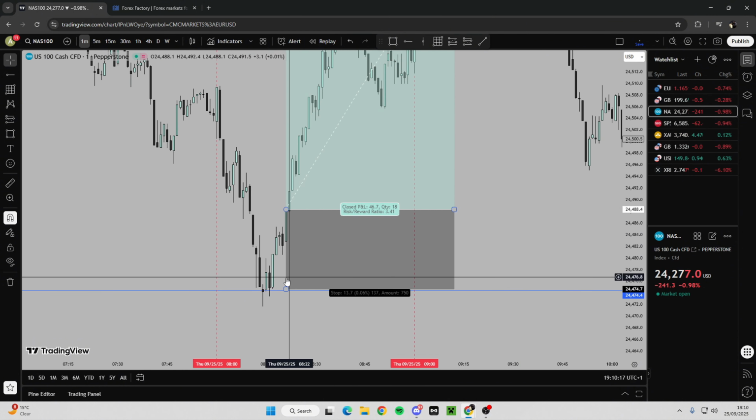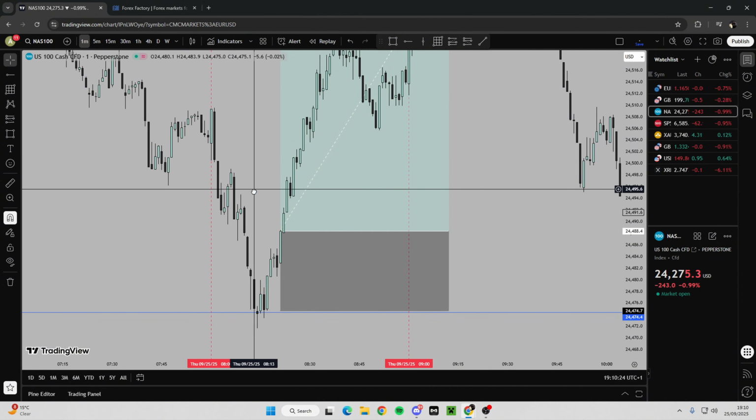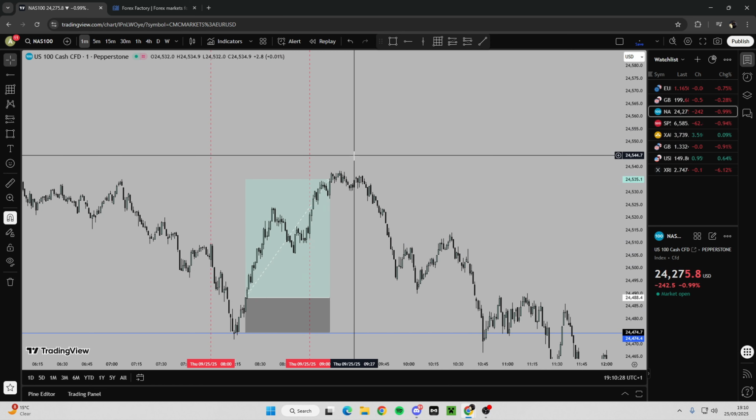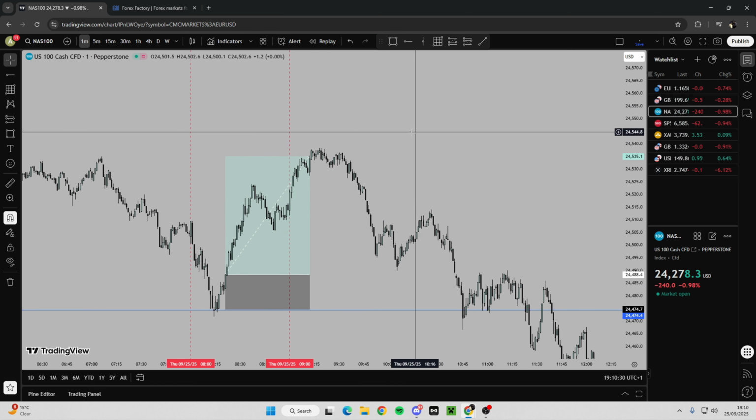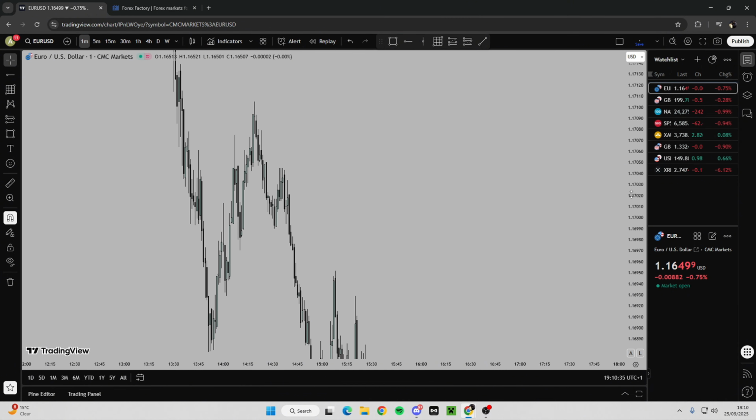So we broke structure to the upside. We created this fair value gap. We came down, touched it, got buying power out of it. We put our stop loss below the candle of the fair value gap, and we put a take profit up at these highs here. So yeah, you could have used this on Nasdaq London session this morning as well, but we don't trade Nasdaq London session anymore. That's done.